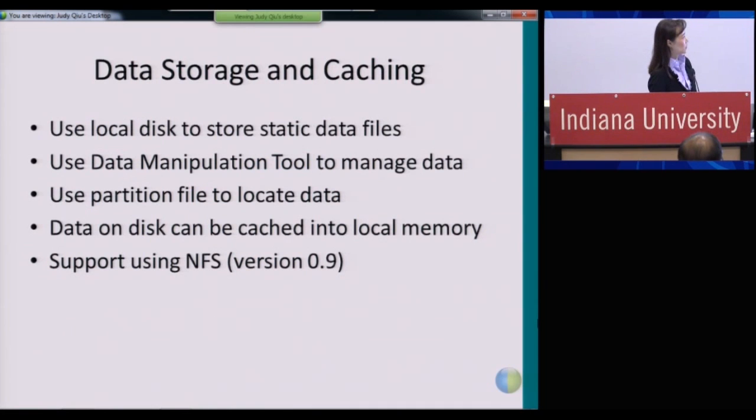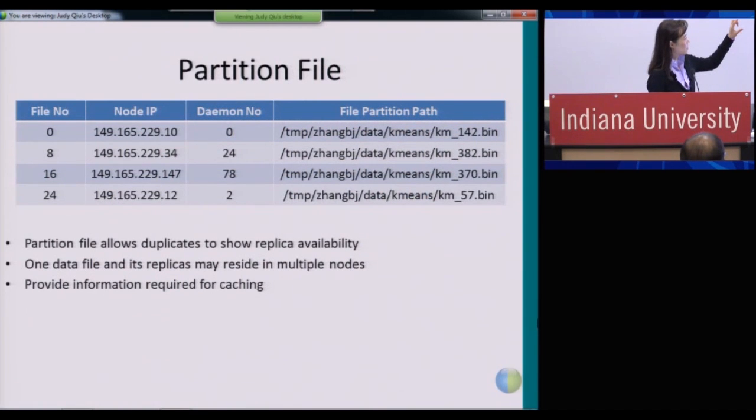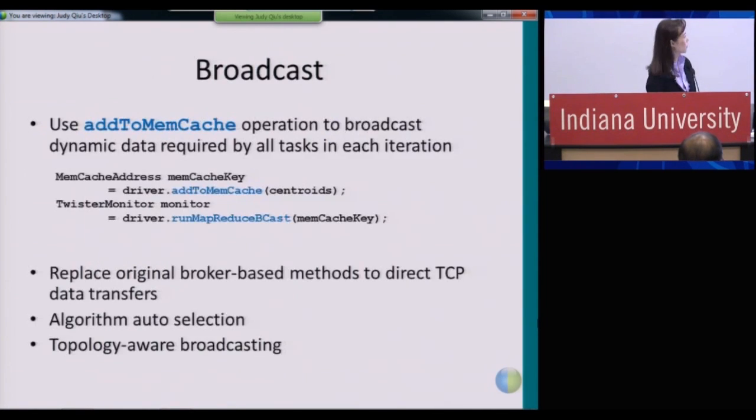So we mentioned the data storage and the caching. We have several levels of abstractions here. This illustrates that we provide tools to allow you, at the very beginning, to distribute data across the disks, and I will give you examples. This data is partitioned, with a partition file, which is metadata to show which path the chunks are stored on. And for pub/sub messaging, we currently use ActiveMQ and NaradaBrokering.